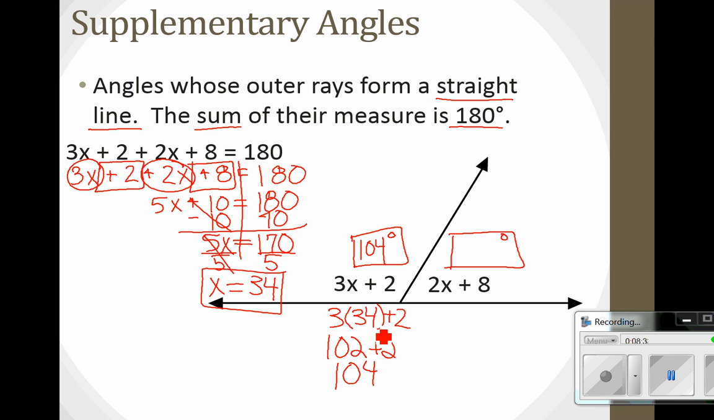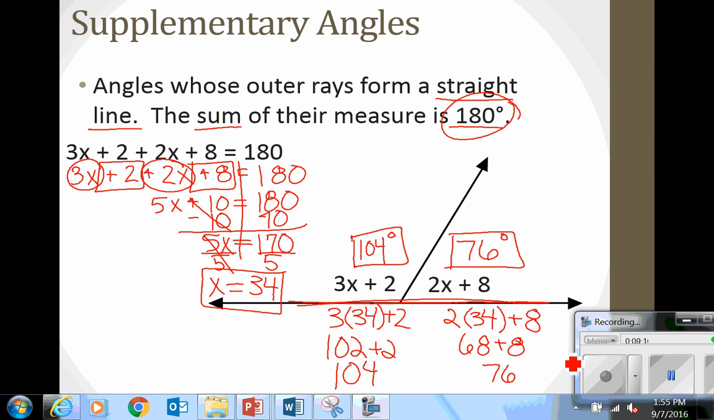Now we're going to go to the second one. We have 2 times 34 plus 8. 2 times 34 is 68 plus 8, and that will give us 76. So the second angle is 76 degrees. And because they're supplementary and they should equal 180, and you see they make a straight line, 104 plus 76 will equal 180, and that's how you'll know you got this one right.